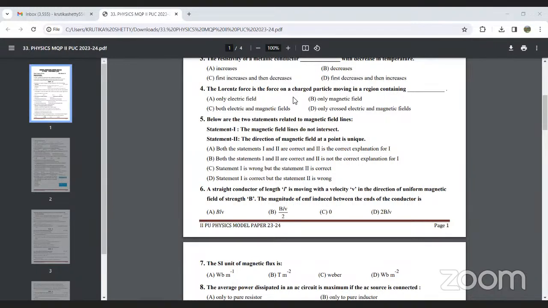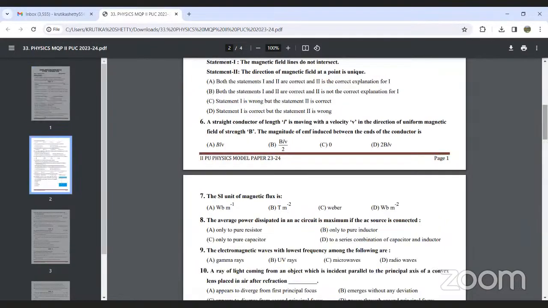Yes. That is, a straight conductor of length L is moving with a velocity V in the direction of uniform magnetic field B. The EMF induced is given by BLV. Is given by BLV. Correct. Okay, go for the 7th question, students. So 7th question is, the SI unit of magnetic flux is. Yes, very simple question, direct question it is.